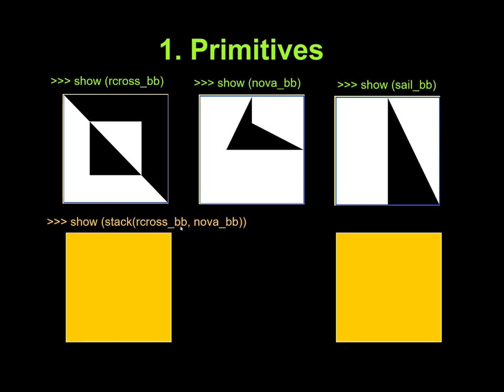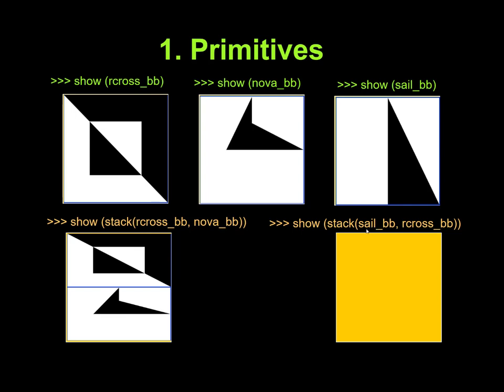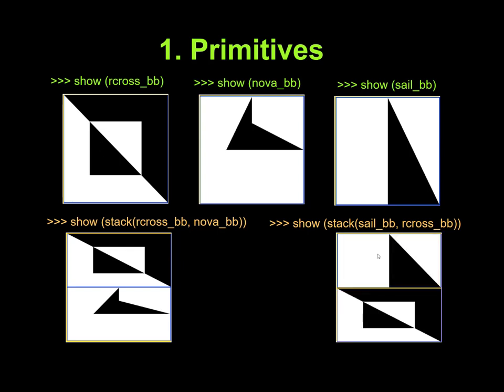Now, if you stack R cross BB on top of Nova BB, R cross BB is this on top of Nova BB. This is the fixed space that is given to us for the picture. So if you want to stack one on top of the other, each of them will get only half of the screen space. So this is the Nova BB at the bottom, R cross BB on the top. Next example, you have Sail BB on top of R cross BB. R cross BB at the bottom, Sail BB on top. Again, each one takes half the space. Therefore, the picture looks squashed in the Y direction.